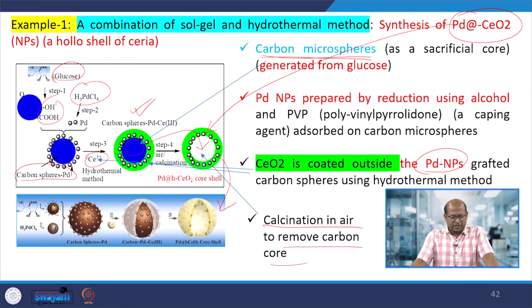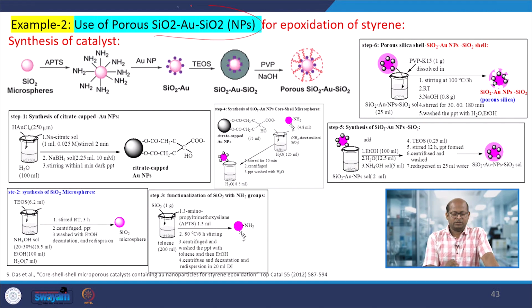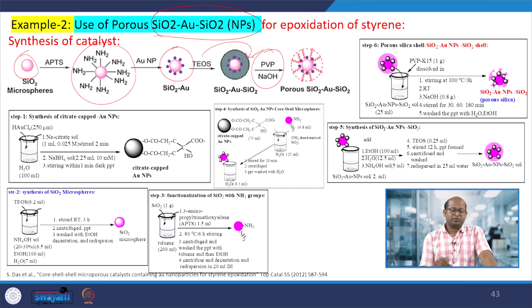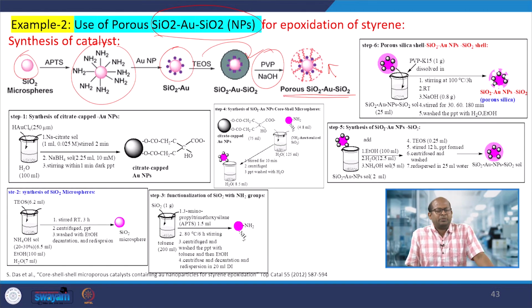Also, there are some other materials, porous silica and gold silica. These materials we can also prepare: the core silica is present, first amine functionalization was done, and after that gold was distributed and silica was distributed again. After that, in the presence of the base sodium hydroxide, we can remove the silica. It can then produce a porous material, gold silica, of this type. In this material the gold particle dimension is very small, in the nano range. So this type of material is very effective for epoxidation of styrene.